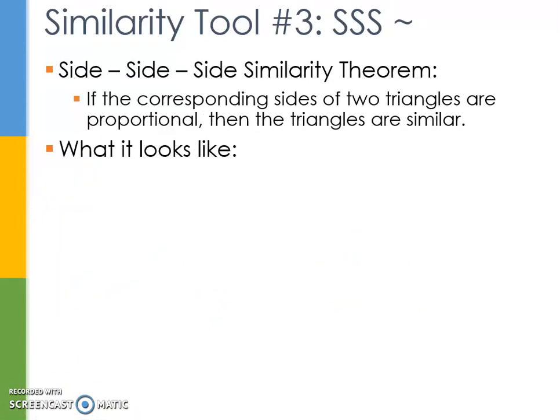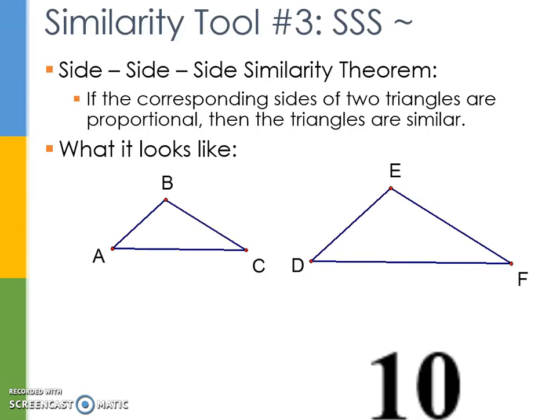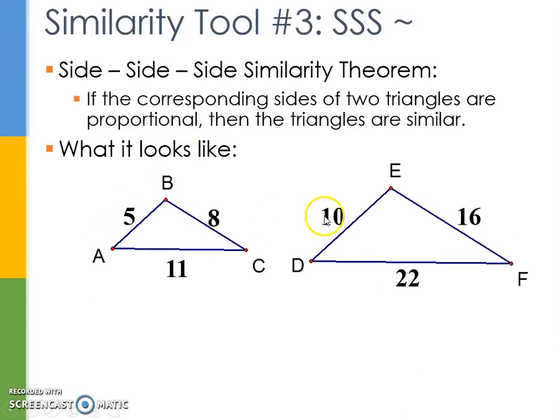The next one is the side similarity theorem. If the corresponding sides of two triangles are proportional, then the triangles are similar. So it looks like this. If you have 5, 10, 8, 16, 11, 22, 5 times 2 is 10, 8 times 2 is 16, 11 times 2 is 22. They have the same scale factor, same proportion.